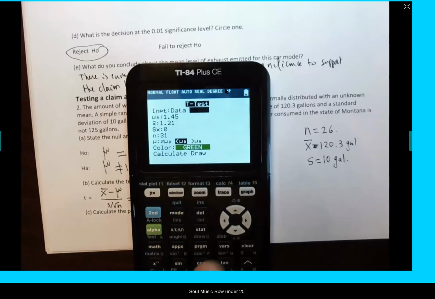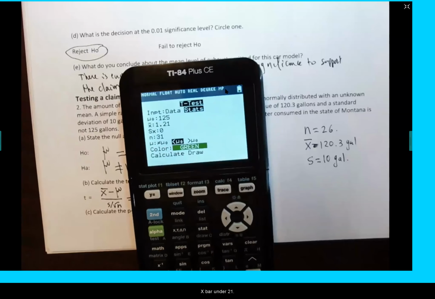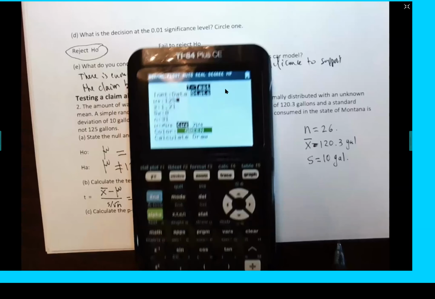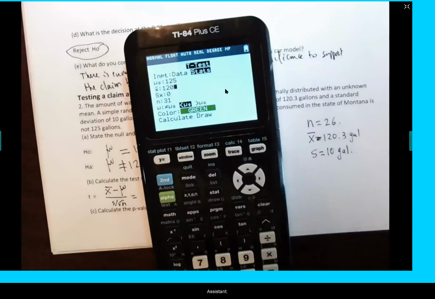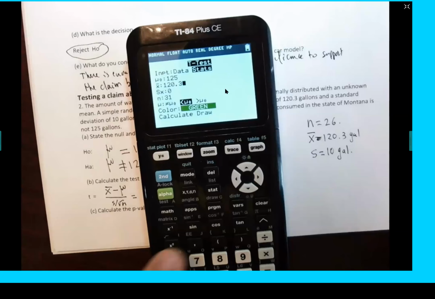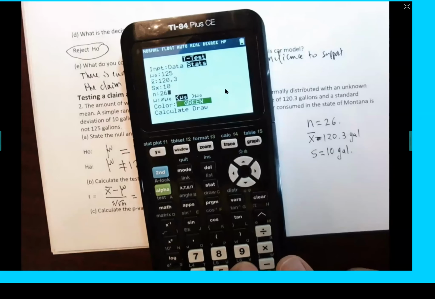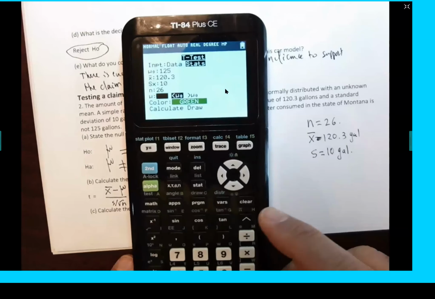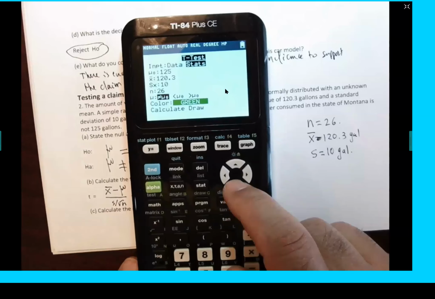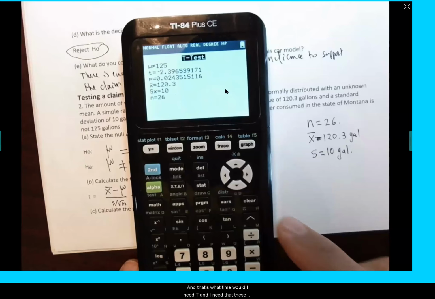So mu 0 is 125, X bar 120.3, enter. S is 10, N is 26, watch guys. And now we need to choose which sign, the first one, and then calculate. And that's what I need: T and the p-value.